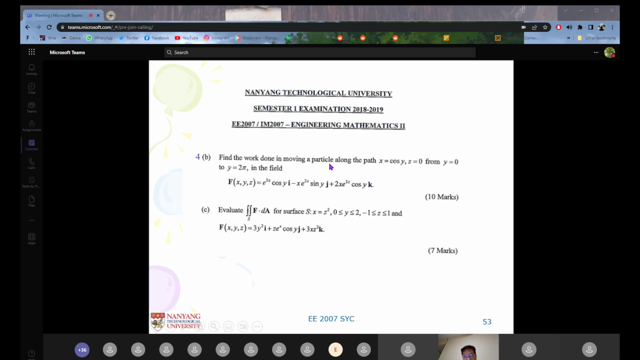Next, to find the work done in moving the particle along this path, this path is not a straight line path. There's now a relationship between x and y, z is 0, and it is related in a complicated manner. The range for y goes from 0 to 2 pi. In this case, it is a smooth contour, and z is 0.